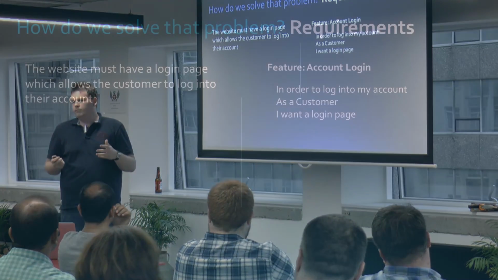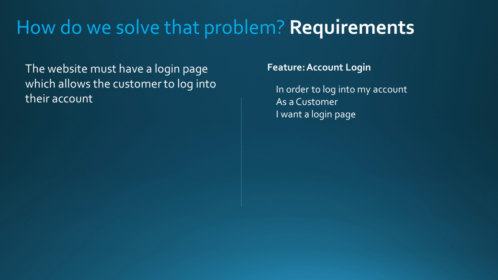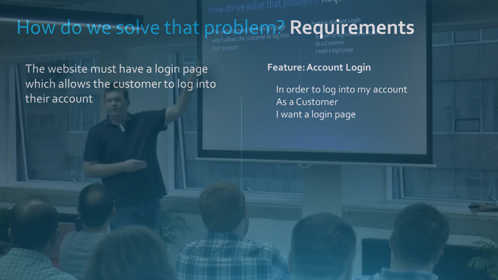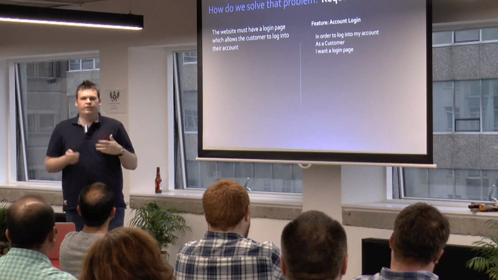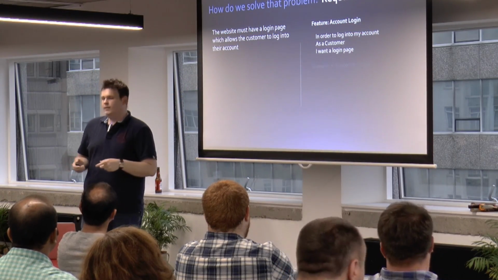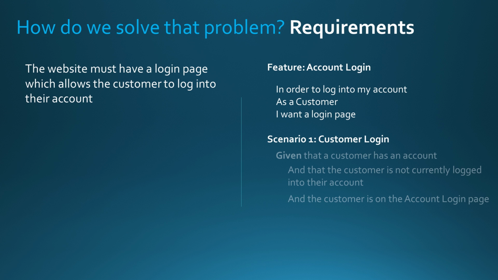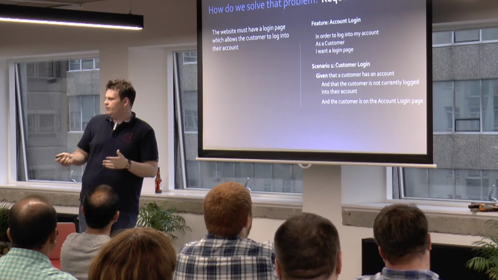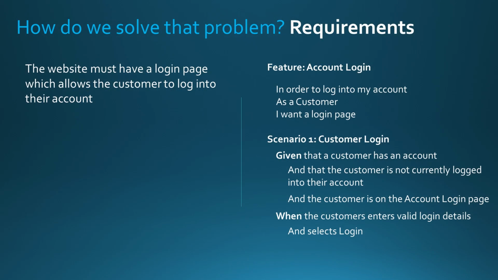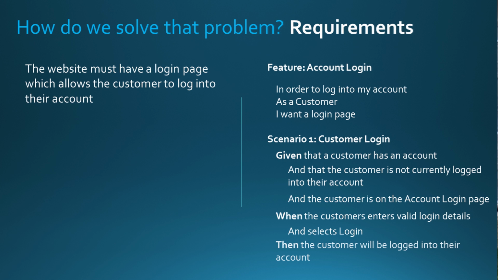This is how we'd write it in Gherkin. First we describe the feature, account login, and we just very basically say, in order to log into my account as a customer, I want a login page. So it's a simple interpretation of the requirements. But then we'd start writing our scenarios out for that feature. Scenario 1, customer login. Given that a customer has an account and that the customer is not currently logged into their account and the customer is on the account page, I'm setting the context of this feature. When the customer enters valid login details and selects login, that's the event, that's what the actual user's going to do, then the customer will be logged into their account.